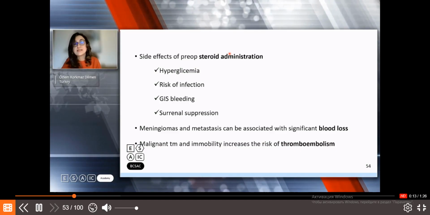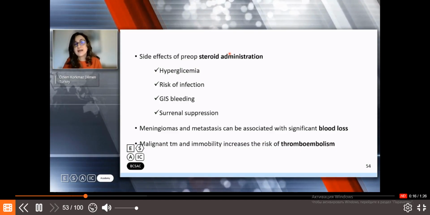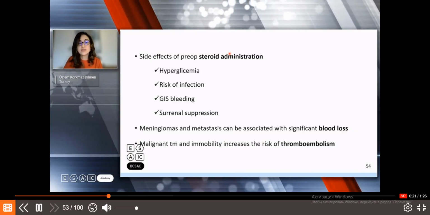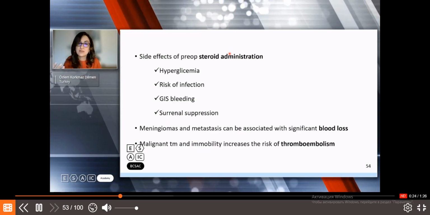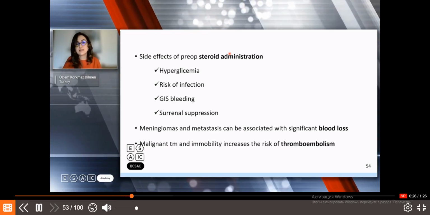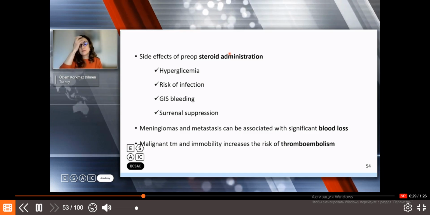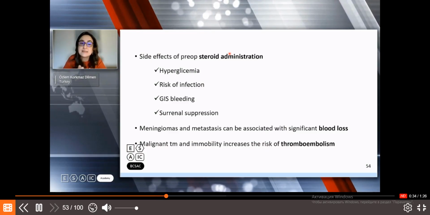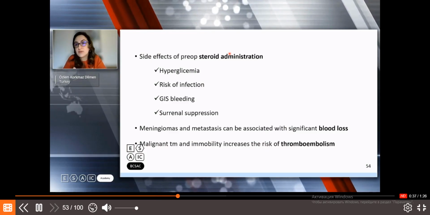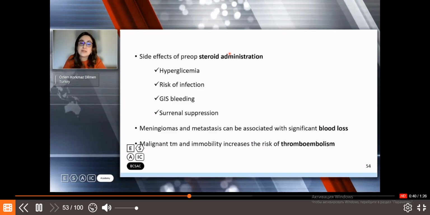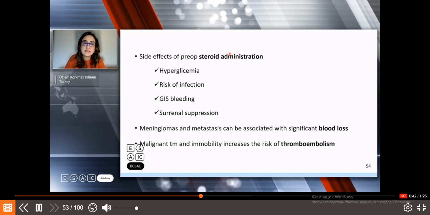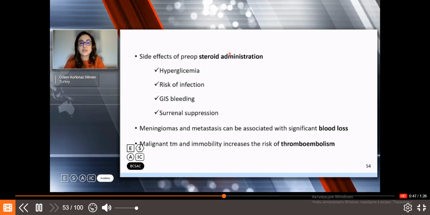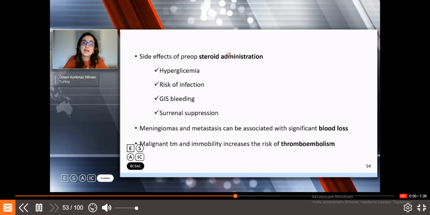As we all know, steroids have some side effects such as hyperglycemia. Hyperglycemia increases the risk of infections, and there is also a risk of gastrointestinal bleeding and adrenal suppression. With prolonged steroid administration, sometimes we cannot deal with intraoperative hypotension with just fluid resuscitation or vasopressor administration without administering hydrocortisone if your patient has adrenal suppression.